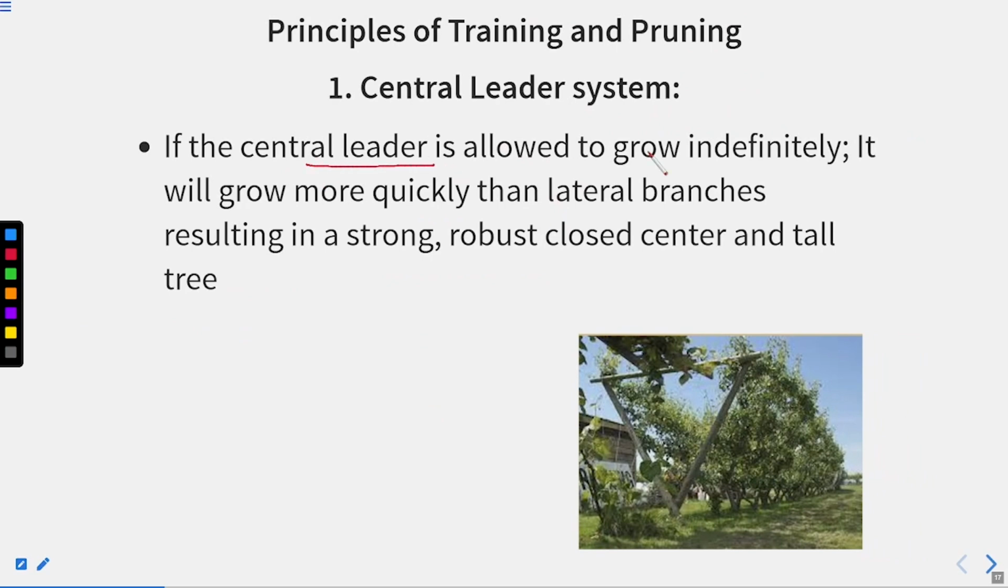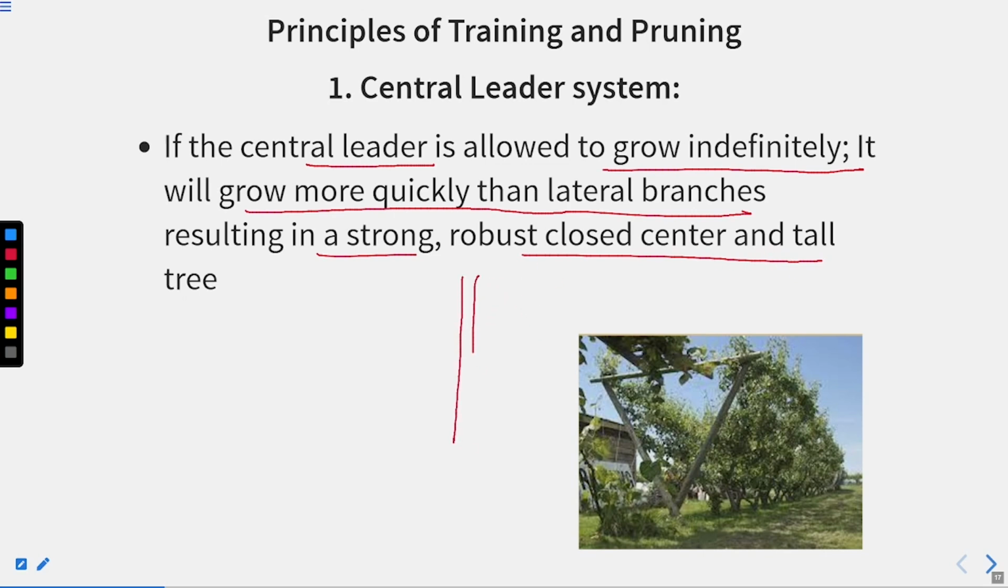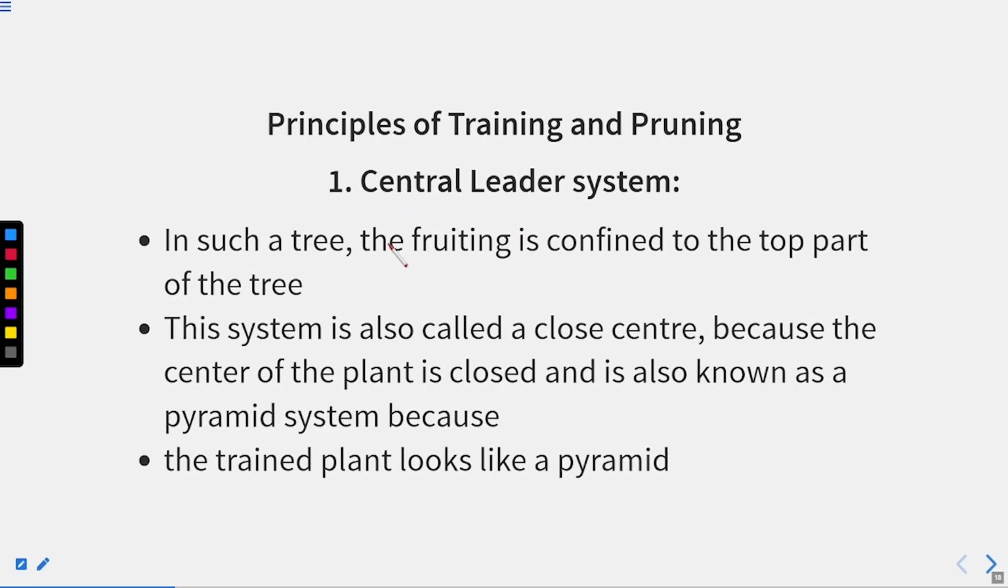The central leader is allowed to grow indefinitely. It will grow more quickly than the lateral branches, resulting in a strong, robust, closed, central and tall tree. So there will be one central leader, and the branching will be at a proper place, right? In such a tree, the fruiting is confined to the top part of the tree. The fruiting is not allowed to go down in the lower part. It is allowed at the top part of the tree.